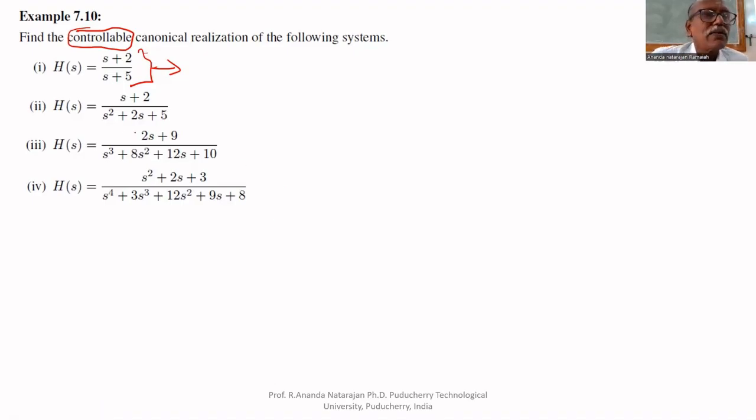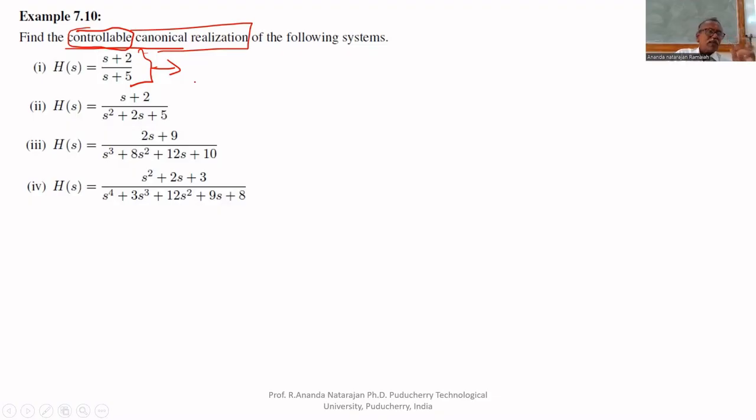So here the transfer function can be converted into an observable system as well as a controllable system. How to convert it into controllable canonical realization? If you realize it this way, it will definitely be controllable. Not sure that it is observable. Suppose it is a second order system, how many state variables are there? X1, X2.